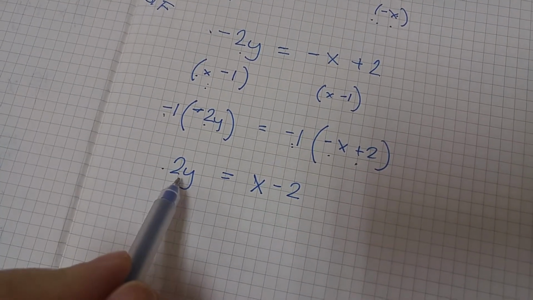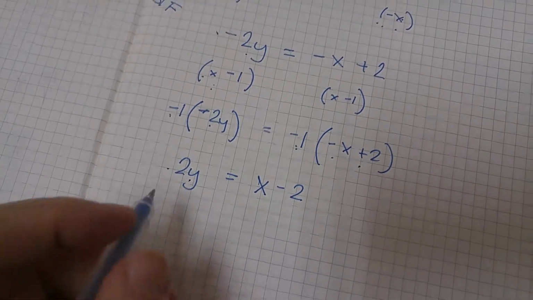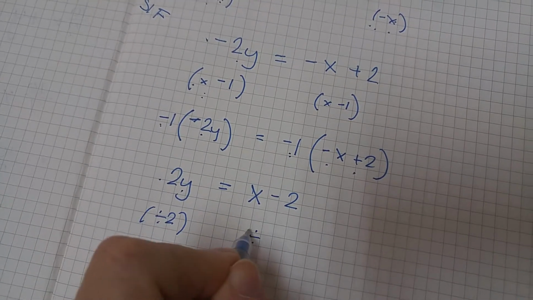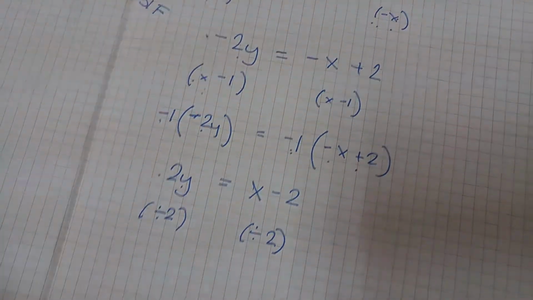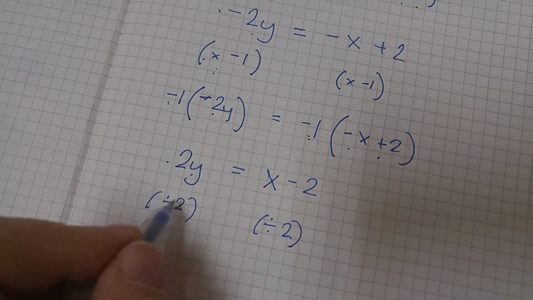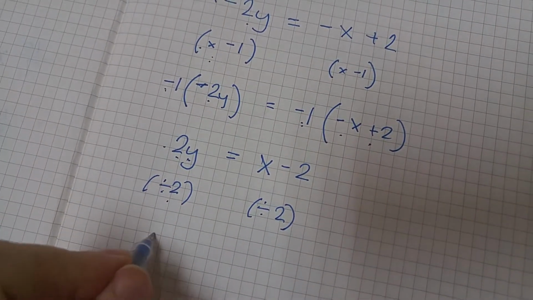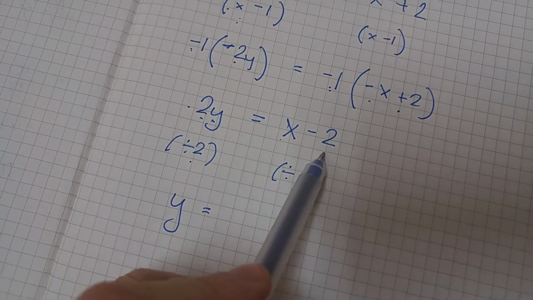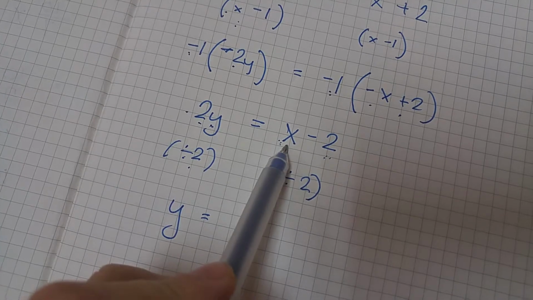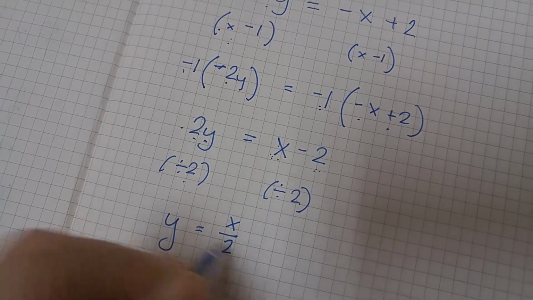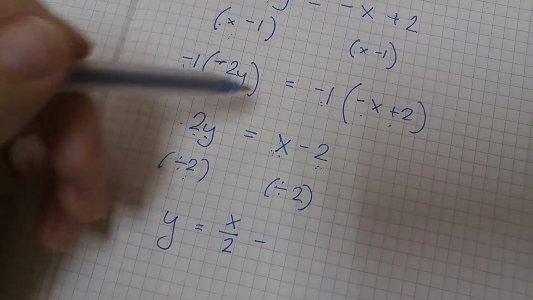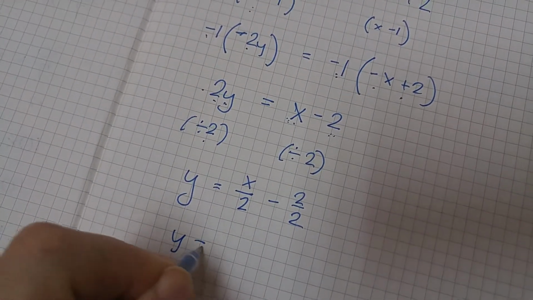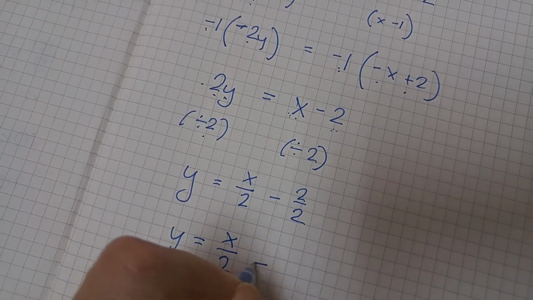Okay, next I need to make this so it's just 1y. So I need to divide by 2 on both sides. So 2y divided by 2 gives me just the 1y. And I need to divide both terms by 2. So this is x over 2 minus 2 over 2. And I can simplify that: y equals x over 2 minus 1.